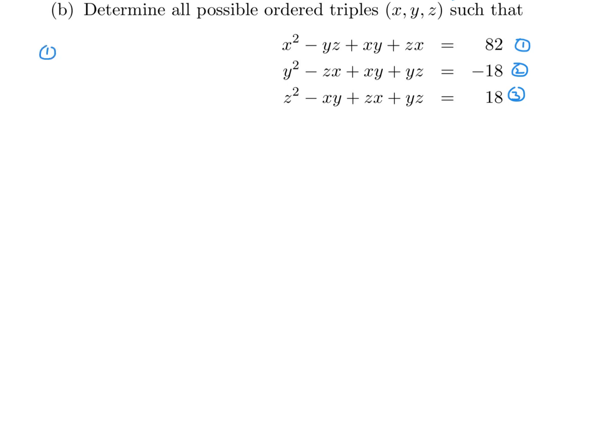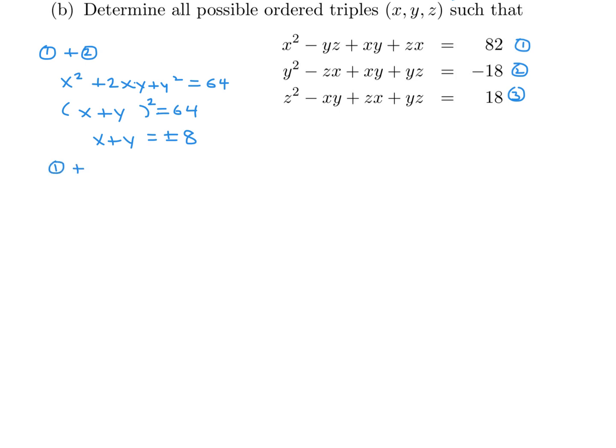So the first thing I'm going to do is add equation 1 plus equation 2. When I do that, I get x squared plus 2xy plus y squared is 64. A lot of stuff cancels. And then this side, in a very nice way, factors into (x plus y) squared. So therefore, x plus y is equal to plus or minus 8. So it works out very nicely.